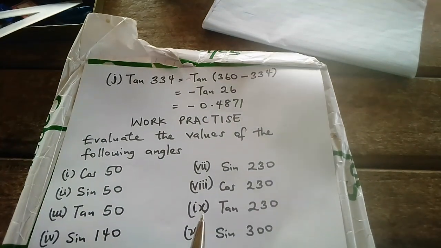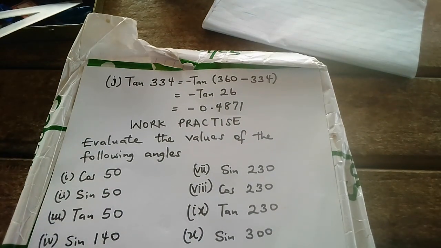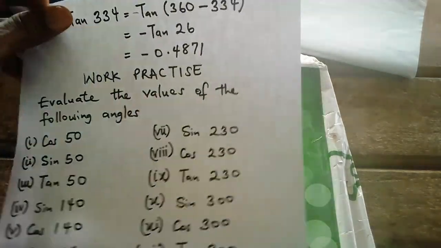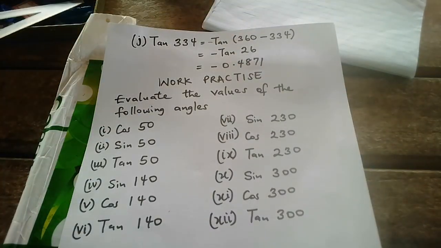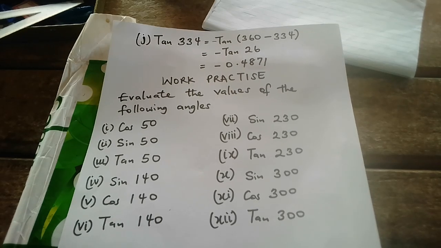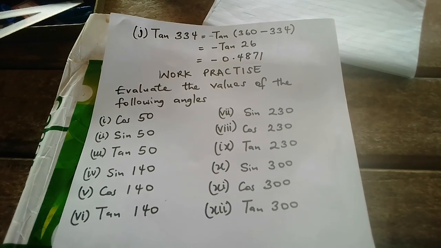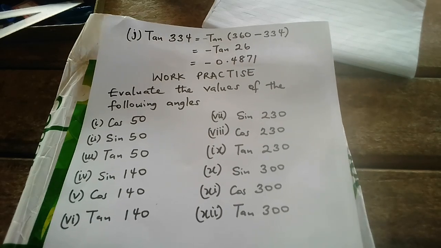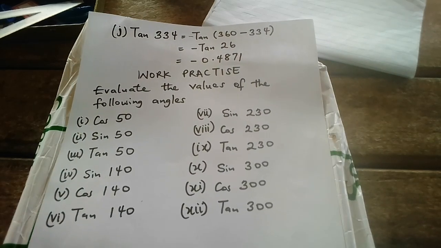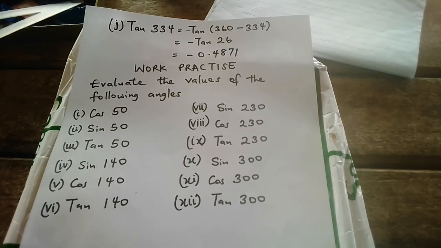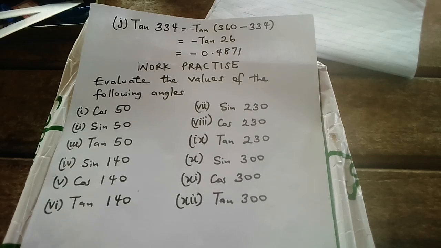0.4871. So for your work practice, evaluate the values of the following angles: cos 50, sine 50, tan 50, sine 140, cos 140, tan 140. Then sine 230, cos 230, tan 230. Then we have sine 300, cos 300, and tan 300.